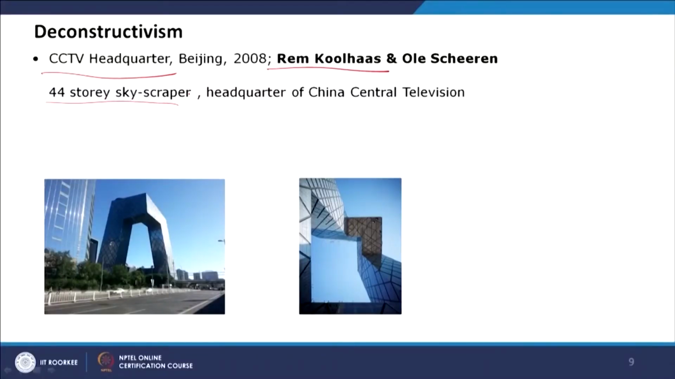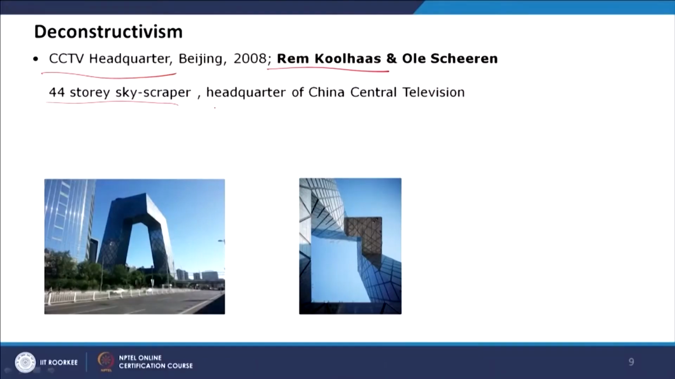So this is a 44-story skyscraper, and Daniel Libeskind also has many other designs which are in the deconstructive style. So if you look at Daniel Libeskind and Rem Koolhaas's other designs, you can understand their visual pattern and how they deal with the deconstructive architecture style. So it's a 44-story skyscraper headquarters in China, of China Central Television, and you can see this is the form of this building.